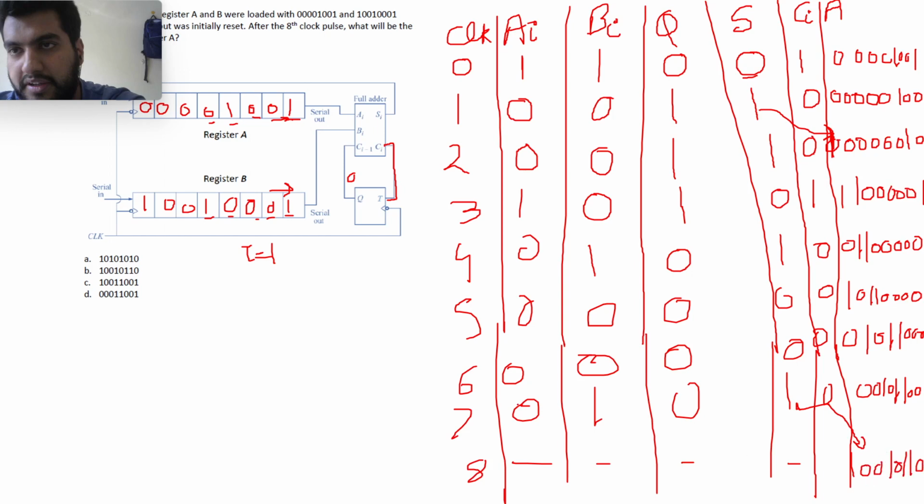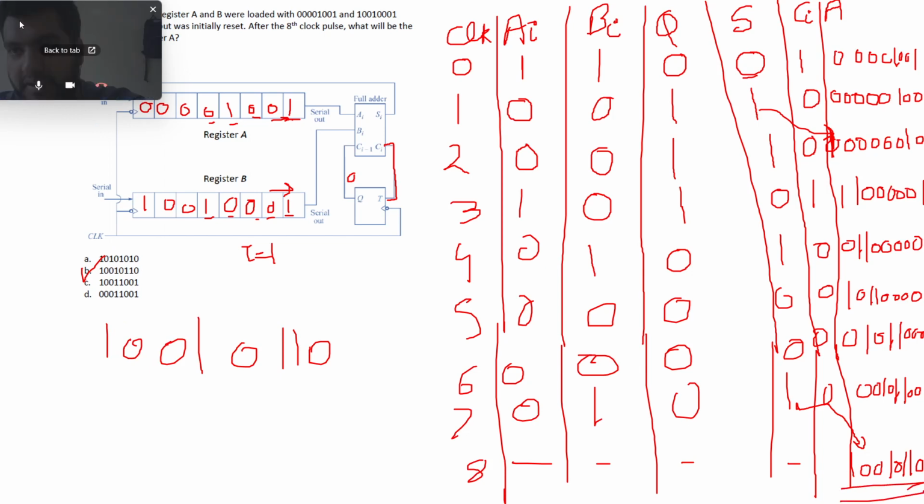So 1 0 0 1 0 1 1 0 is the right answer. So option B is the correct answer. After 8 clock cycles, the contents of the register will be 1 0 0 1 0 1 1 0. So that will be my answer.